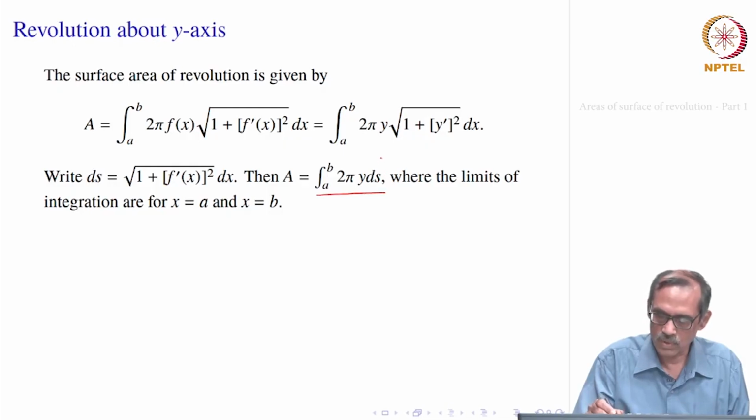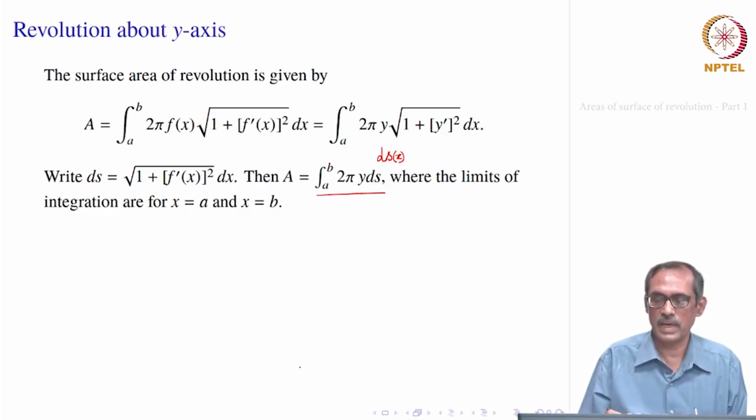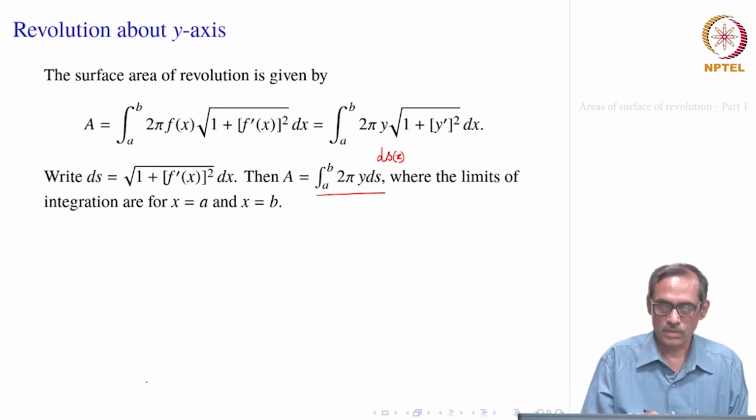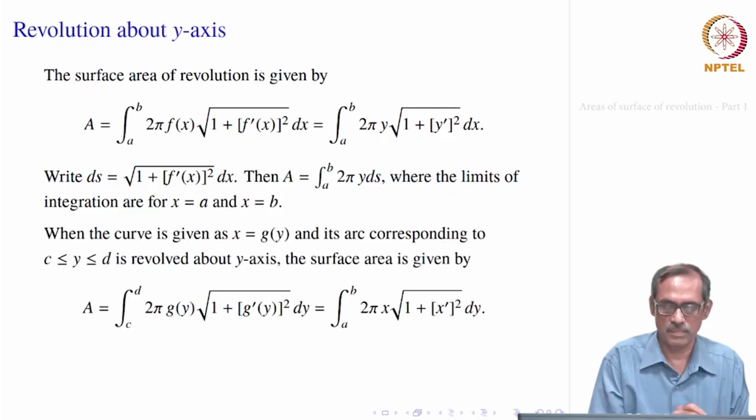So, that means we think of ds as s a function of x, and the limits are for x which varies from a to b. So, that will be our formula for computation of area of surface of revolution.